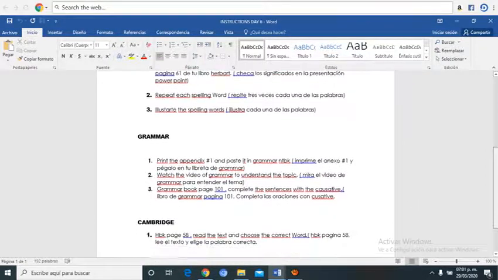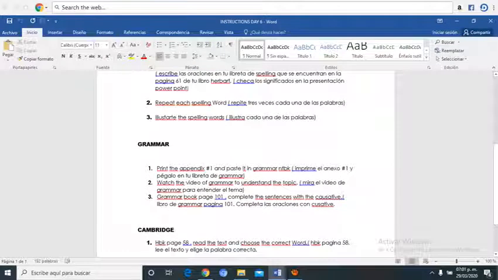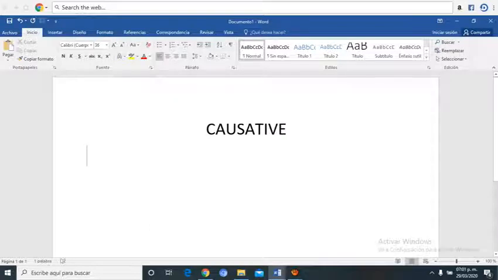Then for grammar, you have to print the appendix number 1 and paste it in your grammar notebook. This is the topic for grammar, the causative. Okay, so what is the causative? After you paste the topic in your notebook, you have to do some activities related with this. But you may ask yourself, what is causative?